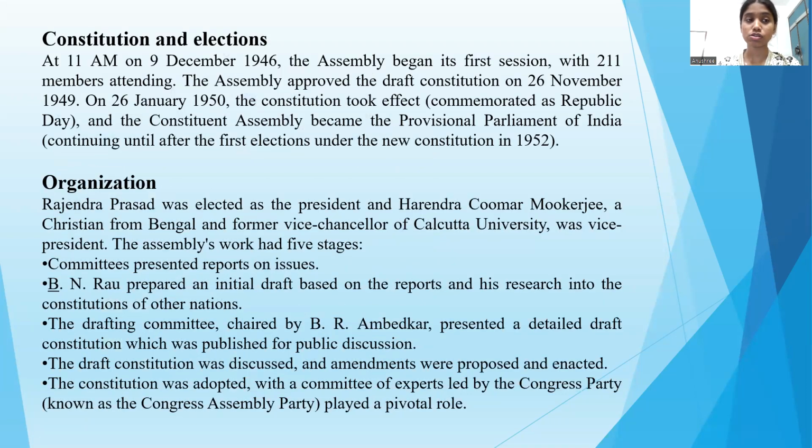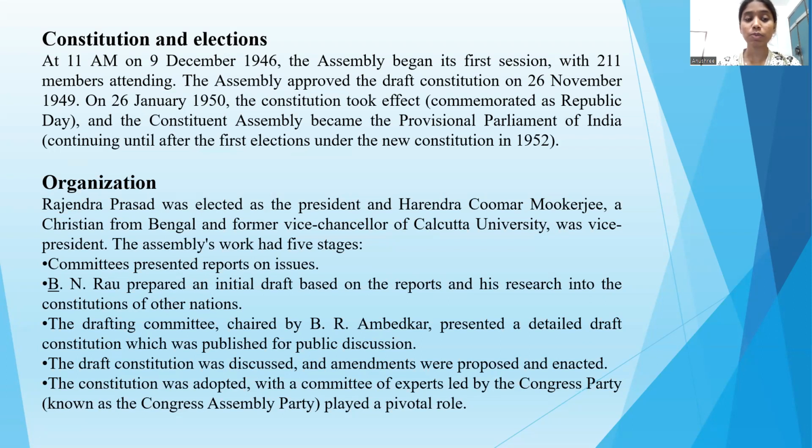Constitution and elections. At 11 a.m. on 9th December 1946, the Assembly began its first session with 211 members attending. The Assembly approved the draft Constitution on 26 November 1949. On 26 January 1950, the Constitution took effect and the Constituent Assembly became the provisional parliament of India.